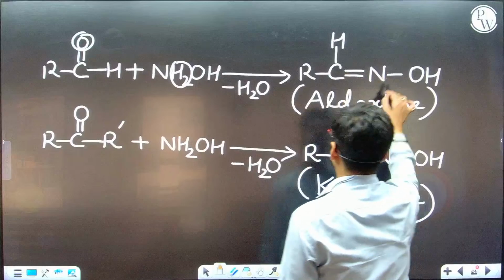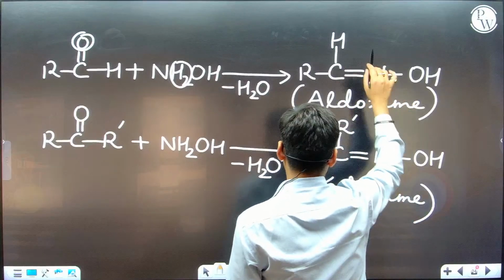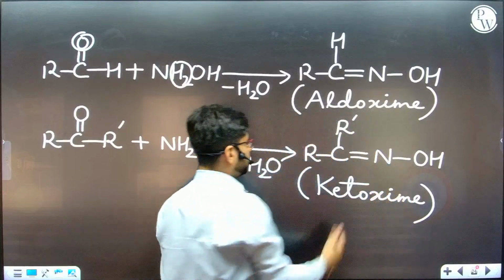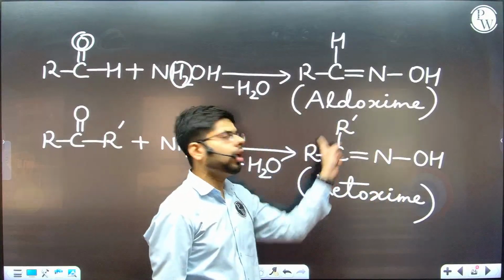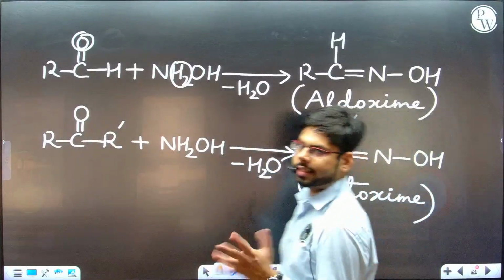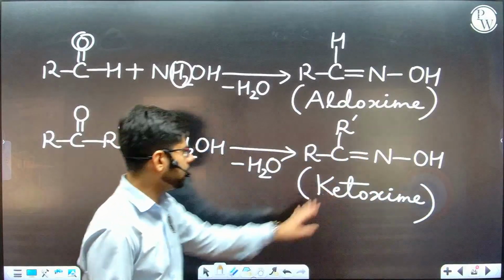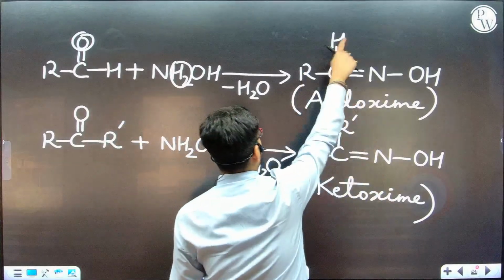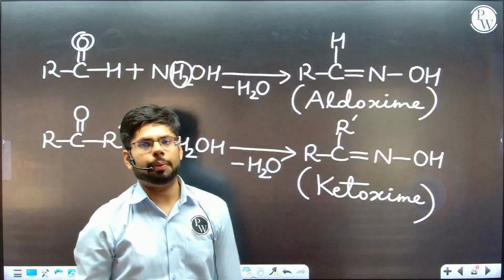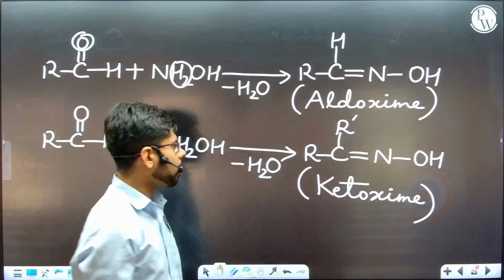Geometrical isomerism is possible around this double bond in aldoxime. In ketoxime also, geometrical isomerism will be possible if R and R dash are two different groups. But if both R and R dash are same, then there is no scope for geometrical isomerism in ketoxime. Similarly, if this is H, then H and H will become same, and then that aldoxime will not be capable of showing geometrical isomerism.